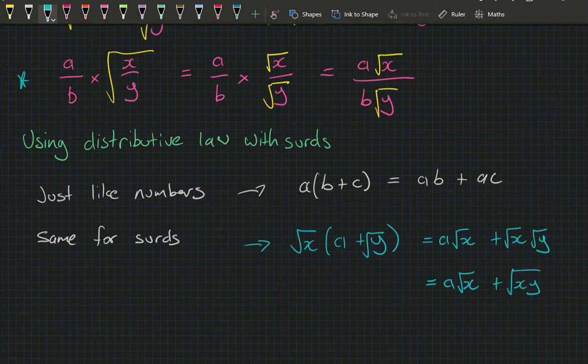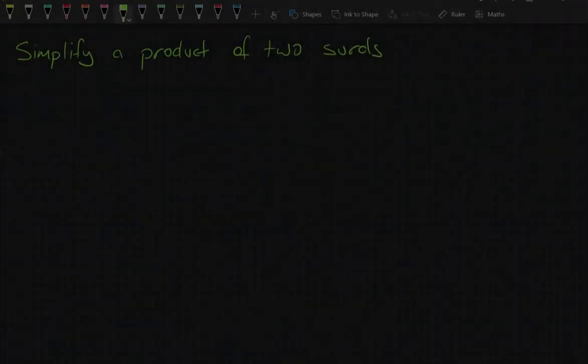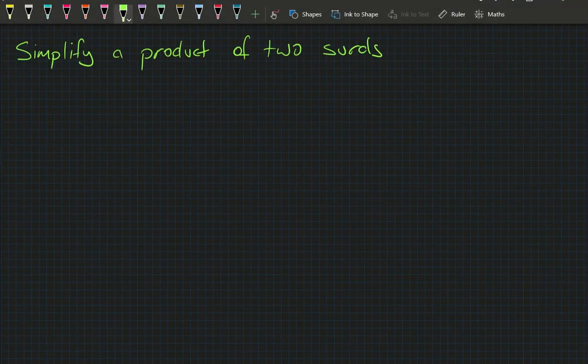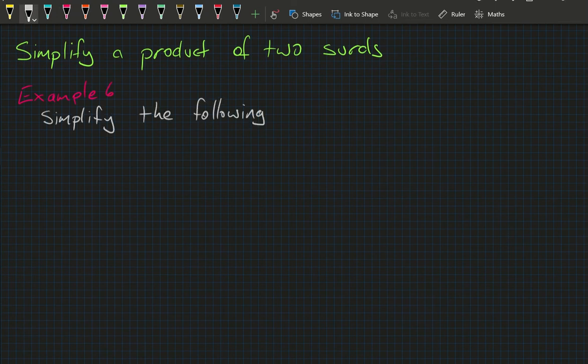Alright, and so you can use the fact that these are all equals signs, so you might want to simplify from the second line to the first line in this case. Depends what we see in our examples. Speaking of which, let's finish this introduction now and move on to our next section. When we're going to simplify a product of two surds, we can use just what we already know. So there's nothing really for me to add here, so let's just get straight into example 6, where we'll simplify the following expressions.